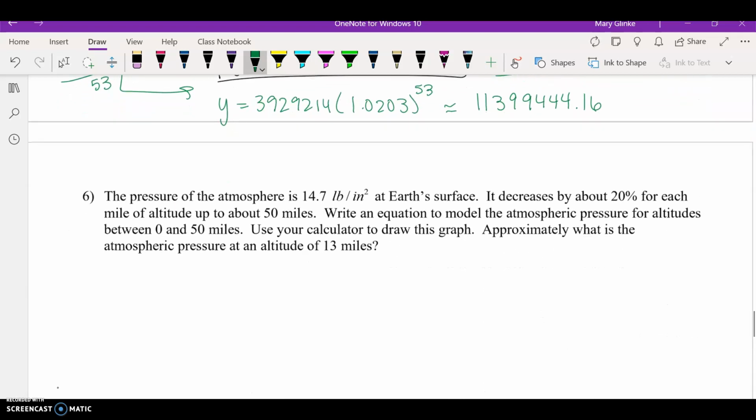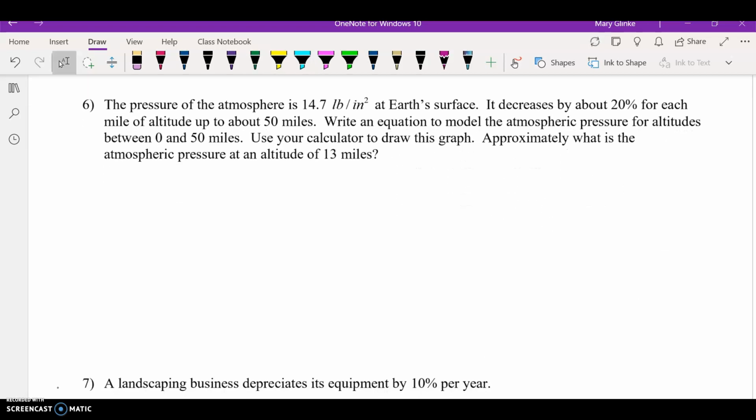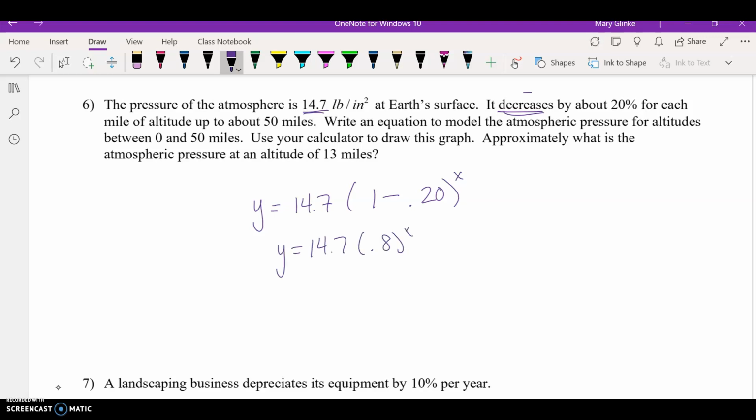Okay, let's go ahead and take a look at number 6. If you want to try it first by pausing the video and then just checking your answer, that's absolutely fine. For this one, the 14.7 is your initial amount. That's your A value. We have a decrease, which means we are using the subtraction. So the 20% would be shown like this, 1 minus 0.2. So our equation is 14.7 times 0.8 to the x.